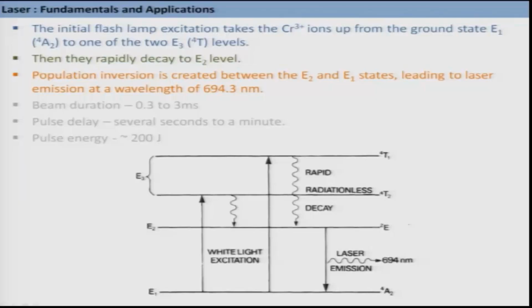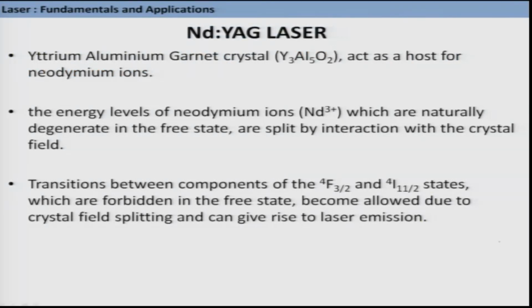So the ruby laser gives a particular wavelength of 694.3 nanometer. Okay, that is equal to this gap. So this is 694.3 nanometer, and the beam duration is pretty long. They are like 0.323 millisecond, and the pulse delay can be really long because it takes time to build up the population, and the pulse energy can be really high. Okay, it can be even 200 joule. So next we will talk about the Nd:YAG laser.